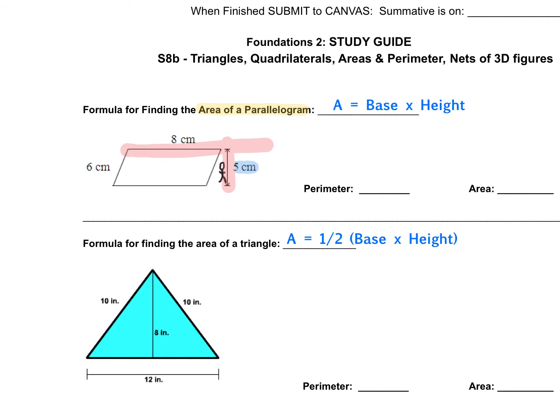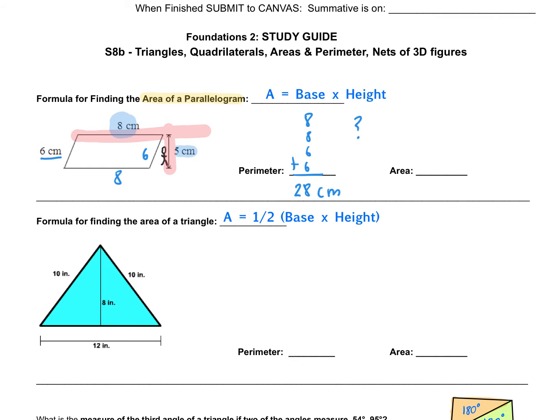Now for my perimeter, I know I have congruent sides, so if the top is 8, then the bottom needs to be 8. If this side over here is 6, then this side is 6. So when I found the perimeter, I added up all of those numbers there. What did you get when you added them up? You should have gotten 28 centimeters. Don't forget about labeling. Now, how about for area? You should have done the base of 8 times the height of 5 to get 40 centimeters squared.